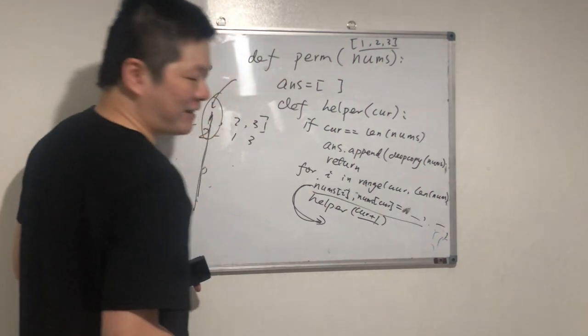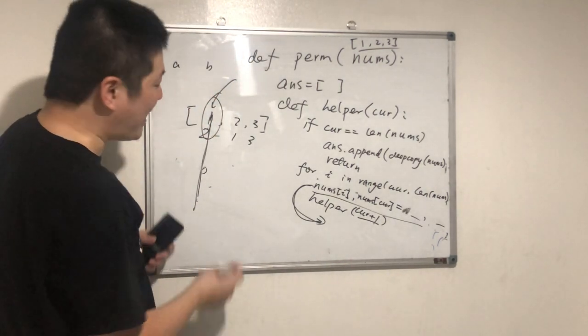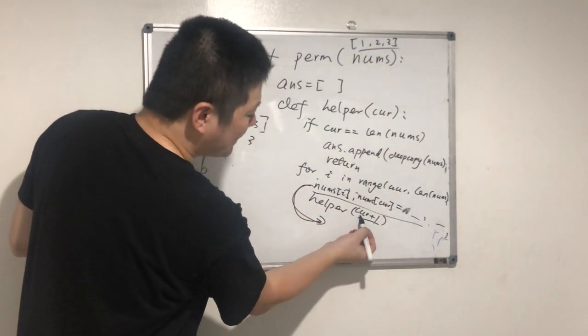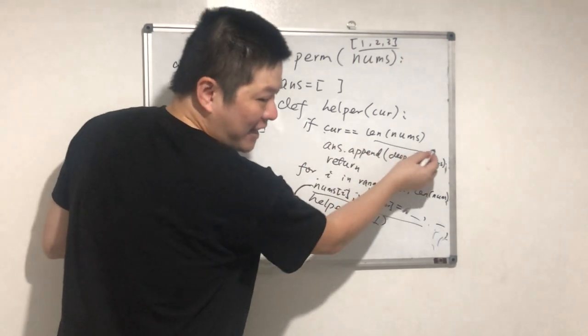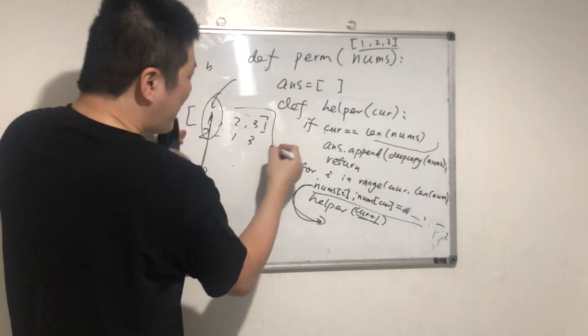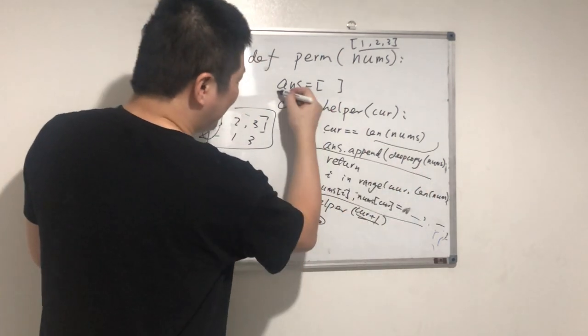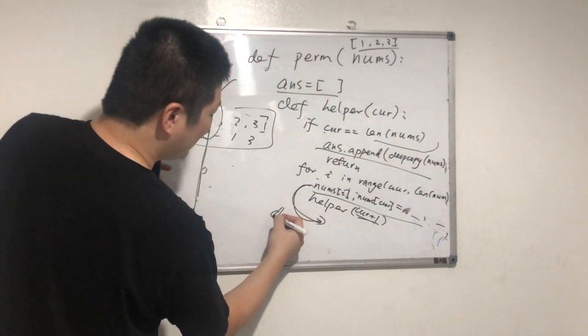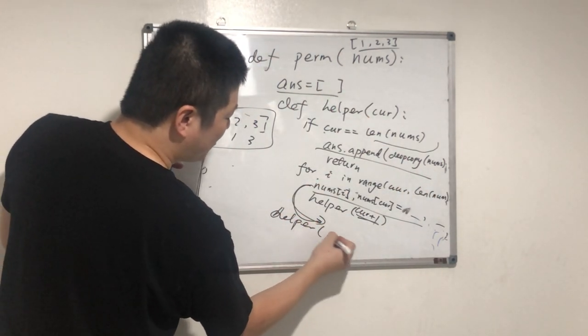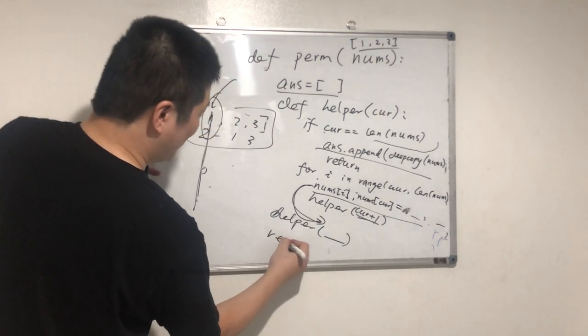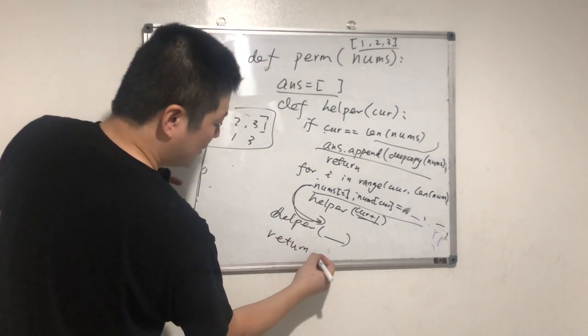Why is it so hard to understand this? Do you understand? Yeah. Because look, current is incrementing, and when it's reaching the end, it means we have a permutation, and then we add it to the answer, right? So here I'm calling help. What should I put here? Value. And then return what? Return answer, yes.